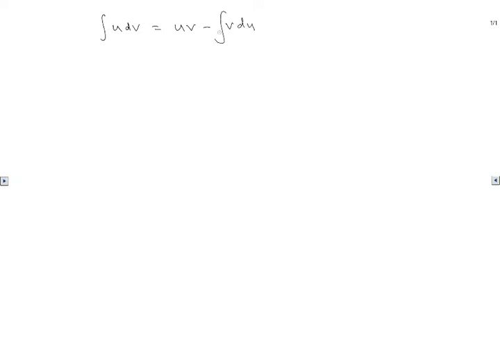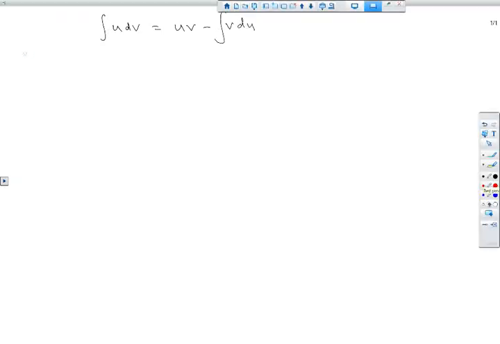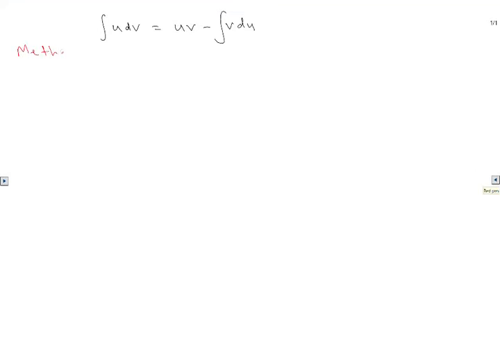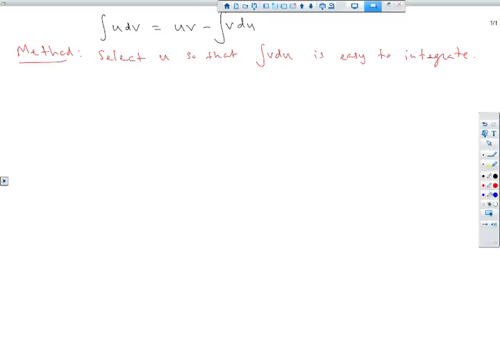So the method is to select u so that the second integral, that means v du, is easy to integrate. That's the kind of argument that we're going to make. We're going to make sure that the second integral is easier compared to the first integral. There are three simple tricks that can help you to do this choice.